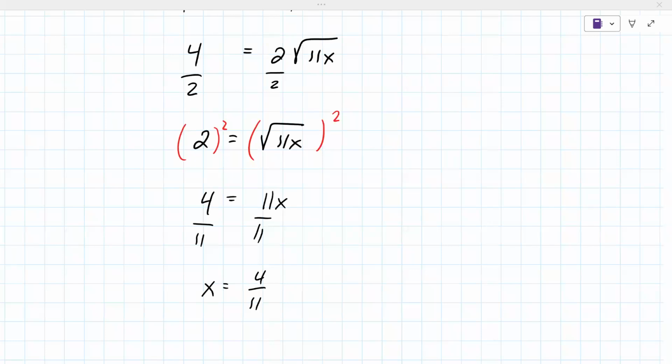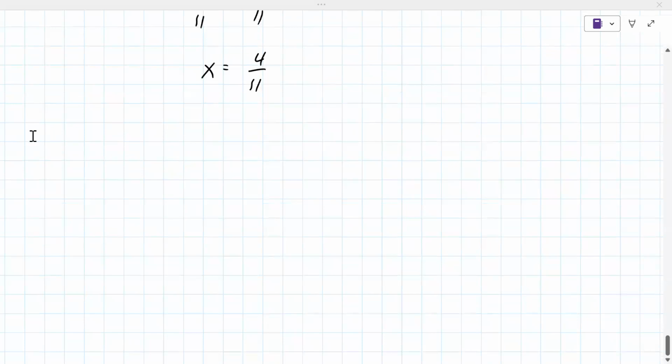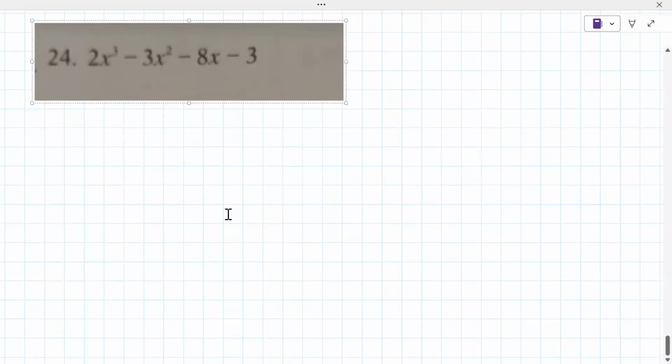So I was thinking we could move to 24 instead of 22. Yeah, we are running out of time, of course. All right, so 24. This is a grouping, factor by grouping. Oh no, it's a synthetic division. Never mind. Okay, so I'm going to quickly graph this.